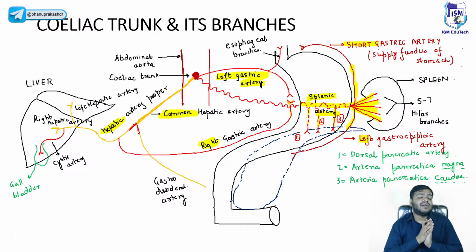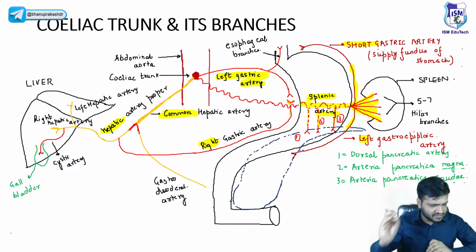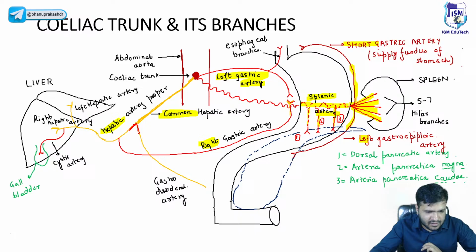A right gastric artery can also come from the common hepatic artery. It is not wrong, beta. In the majority of the population it is coming from the hepatic artery proper, but it can arise from the common hepatic artery as well, right? So I hope this is clear now, guys. Yes, Garima says yes, it's clear.